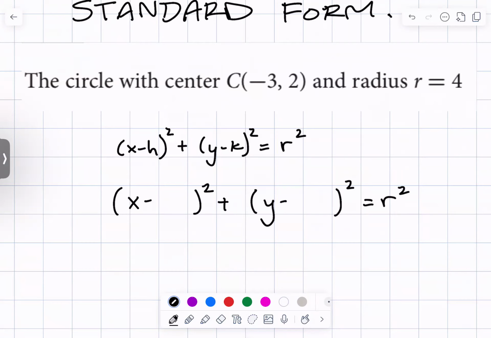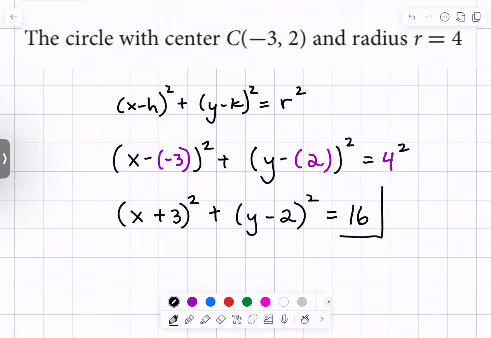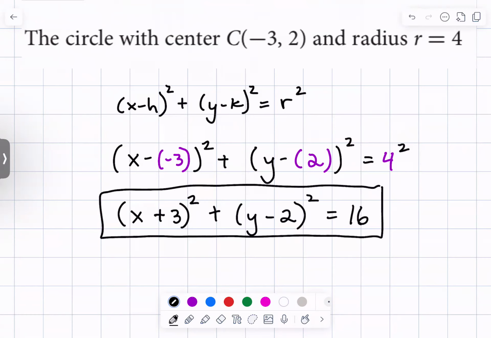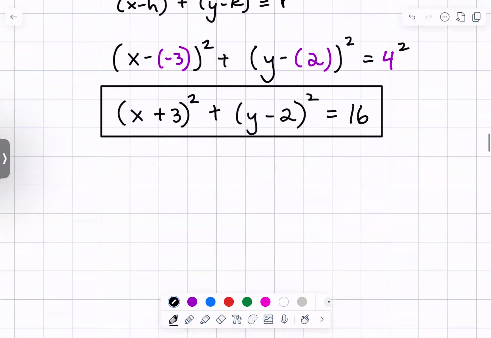Okay? x minus -3, y minus 2, equals r, which is actually 4. Right? Simplifying that out, we have (x plus 3) quantity squared plus (y minus 2) quantity squared equals 16. This is the equation that they are looking for. Okay? Simple? All right, and then there's just variations to this.